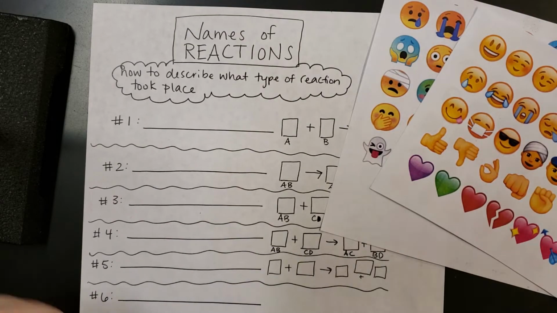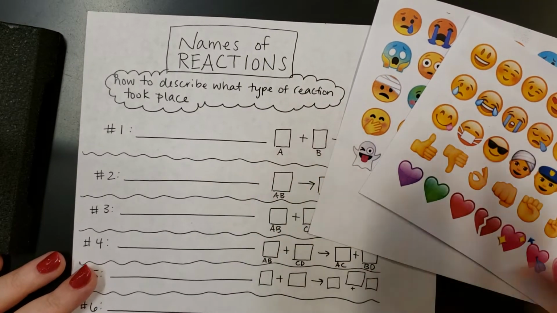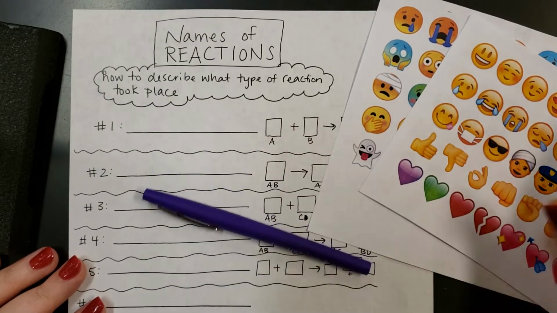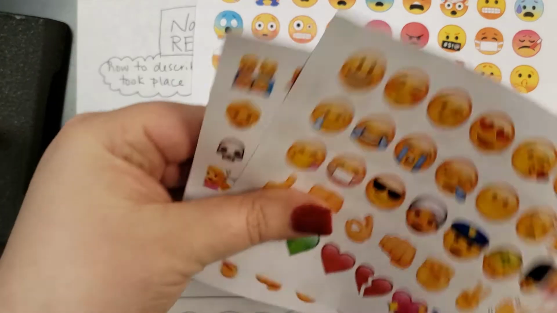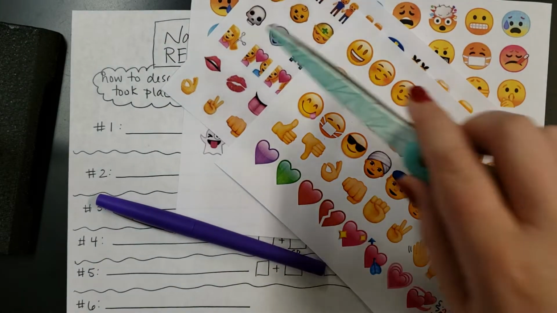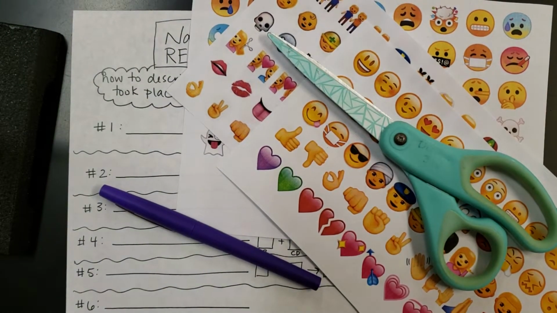Okay, these are the video notes for the names of the different types of reactions. This is super easy. You're going to need your note sheet, something to write with, access to these 3 different emoji sheets, scissors, and some tape.